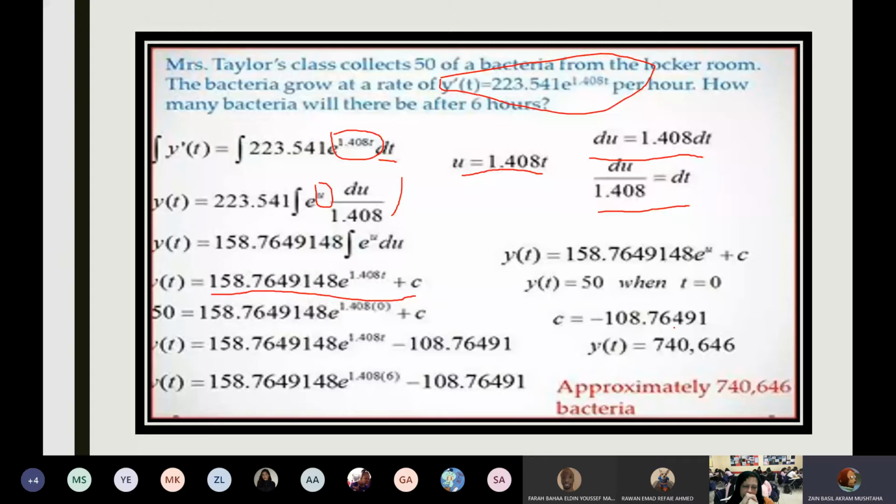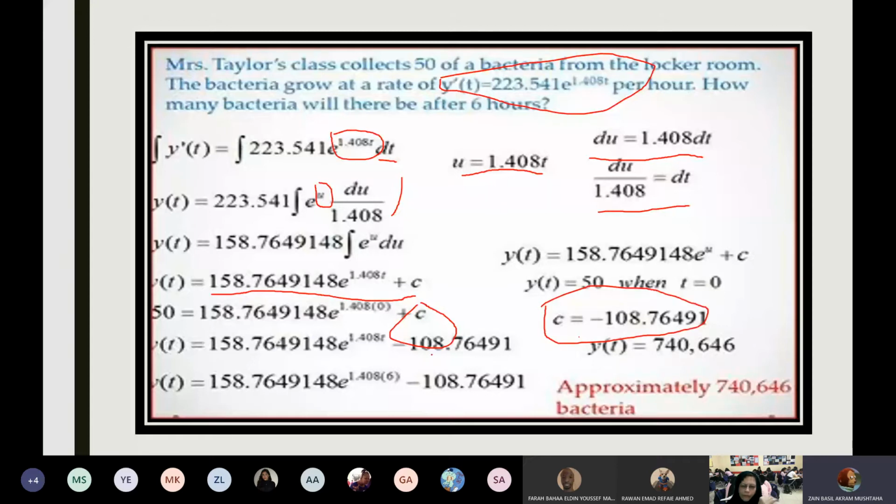When t is equal to 0, we replace y of t with 50 and t with 0 in the antiderivative to get the c value. After we replace, we keep c as the subject, and after calculating, we get c as this value. Then we replace the c value in the function we already have.